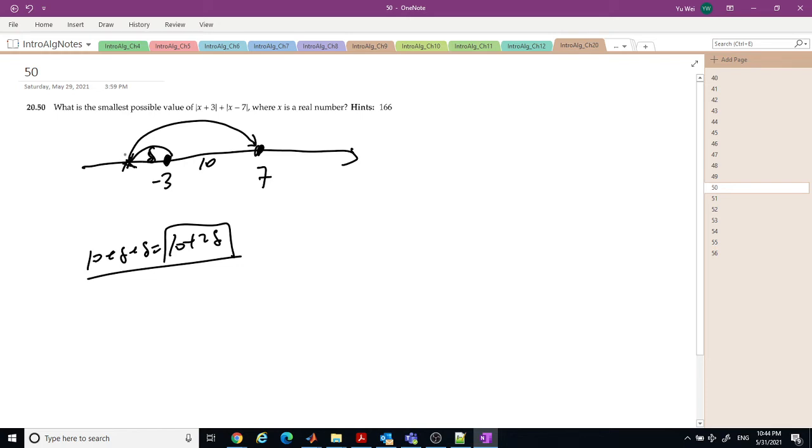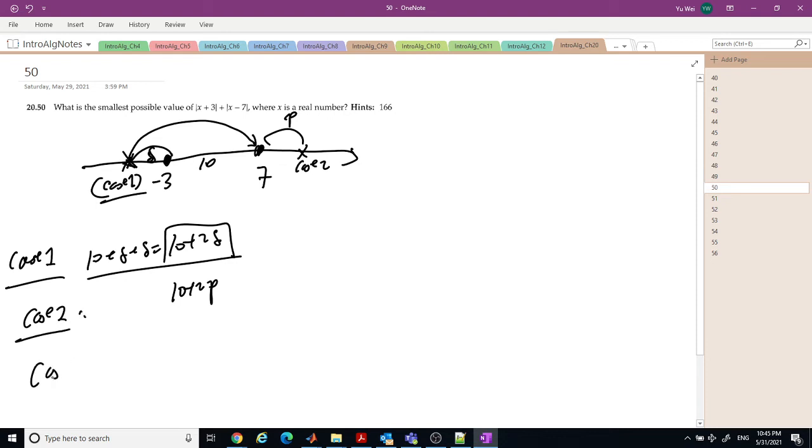If a point is here, this is case 1. Case 2 is here. It's p, right? It's 10 plus 2p. For case 3, the point is somewhere in the middle. You can see it's always 10. So the smallest one is 10.